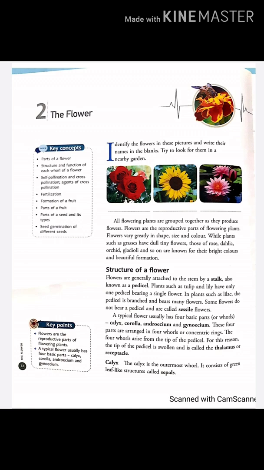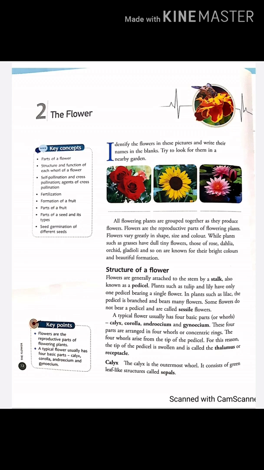Now see the parts of fruits and their function. A fruit is a ripened ovary. A fleshy fruit consists of two parts, pericarp and seed. The pericarp develops from the wall of the ovary. It consists of three parts, epicarp, mesocarp and endocarp.